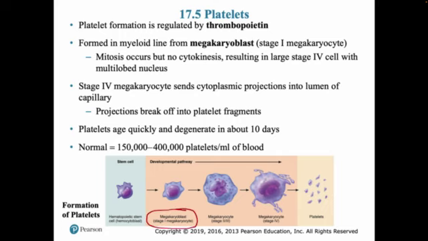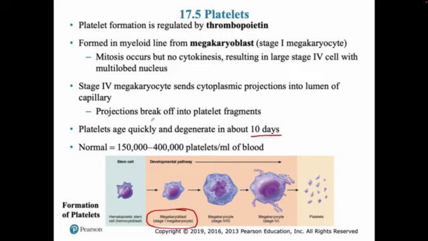Now this goes through several stages and then gives rise to a megakaryocyte. When it reaches stage 4, it breaks off and produces platelets. The projection breaks off and produces many platelets. Although platelets do not last in our blood for very long, only about 10 days, the normal count is 150,000 to 400,000 platelets per ml of blood.